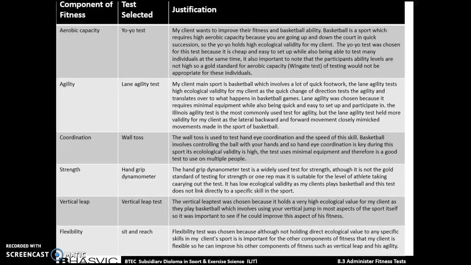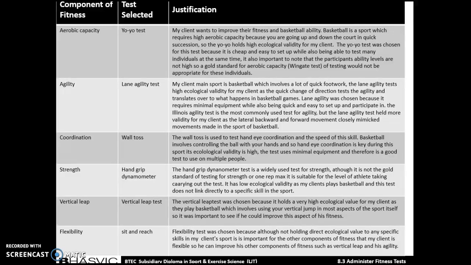basketball. So once again, this test is very suitable for my client because it has a direct link to what will be happening in his basketball games and his training sessions. By carrying out this test, you can see if he needs to improve his agility, or if it is a strength of his.